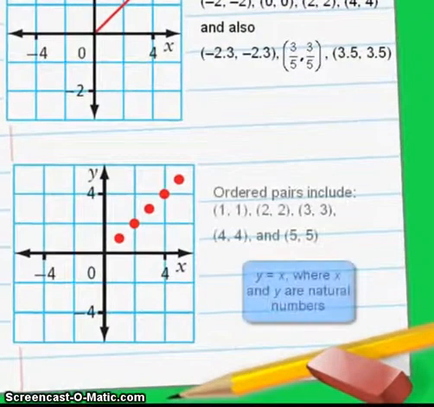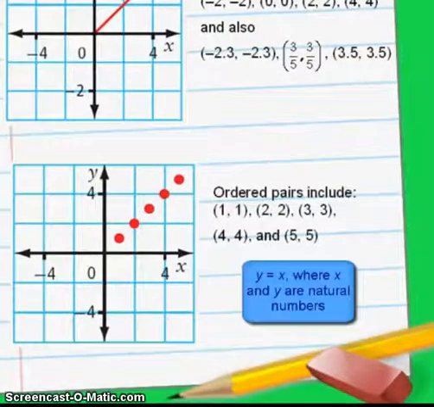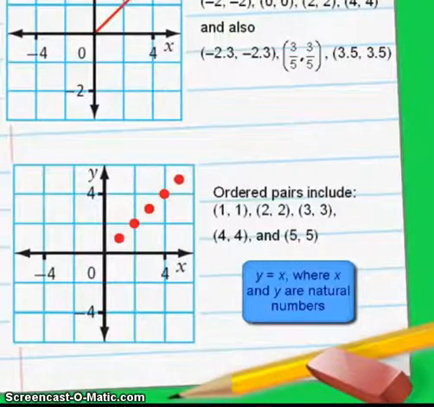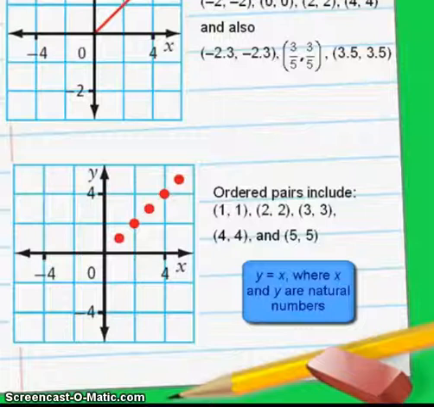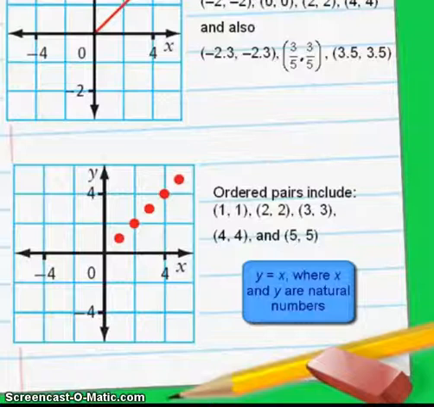Consider the relation defined by y = x, where x and y are natural numbers. Ordered pairs such as (1, 1), (2, 2), (3, 3), (4, 4), and (5, 5) satisfy this relation. However, ordered pairs such as (-2.3, -2.3), (3/5, 3/5), and (3.5, 3.5) do not satisfy the condition that x and y must be natural numbers.